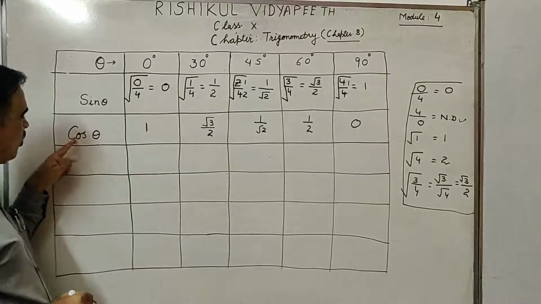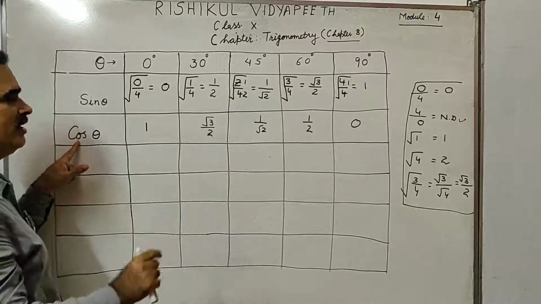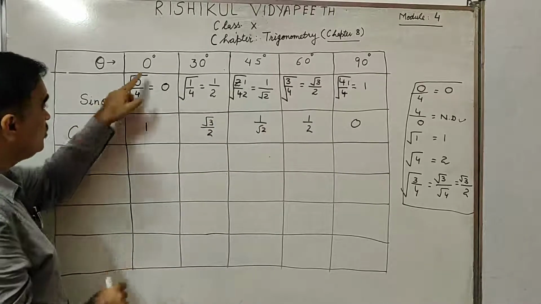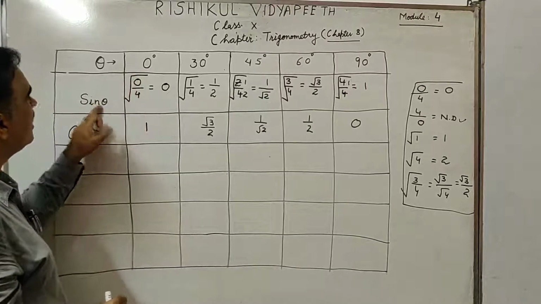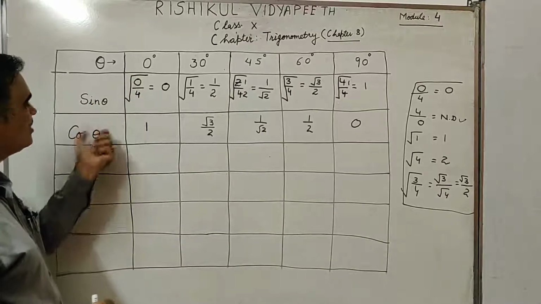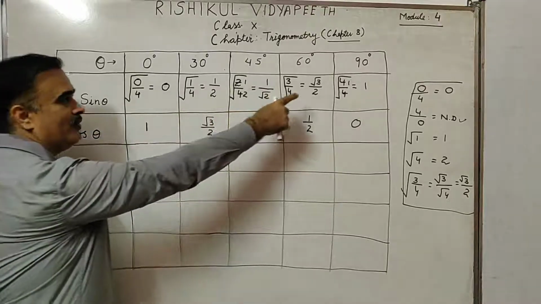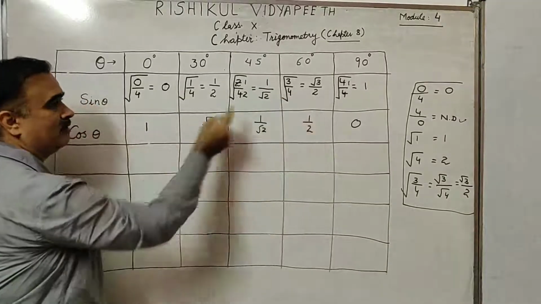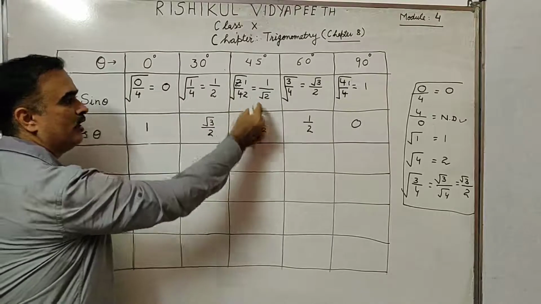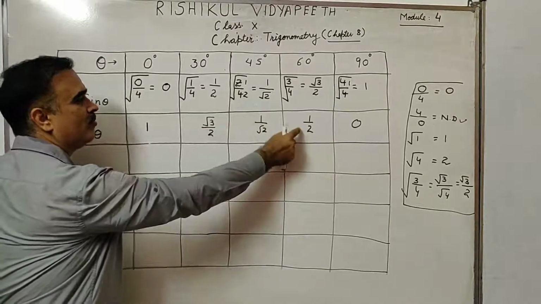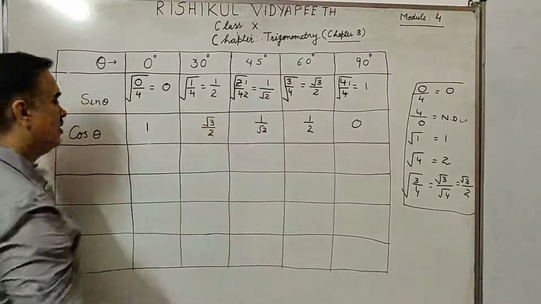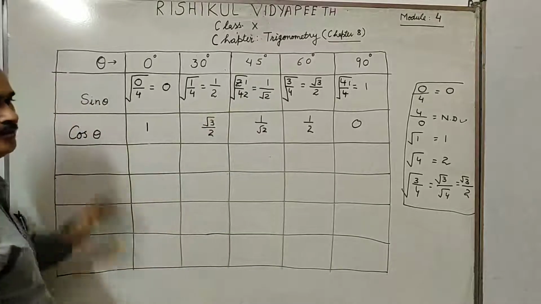And cos theta, co is there. Co means complementary angle. It means sine 0 degree equals cos 90 degree, the complementary angle. So we start from here: 1, then root 3 by 2, then 1 by root 2, then 1 by 2, then 0.